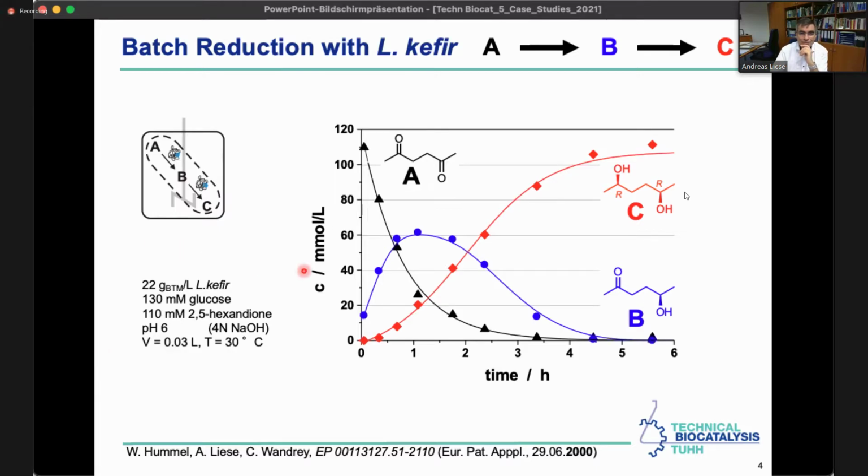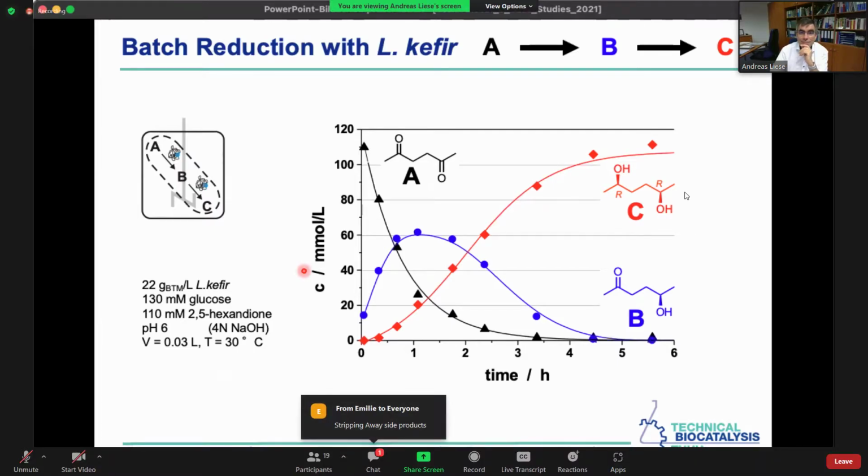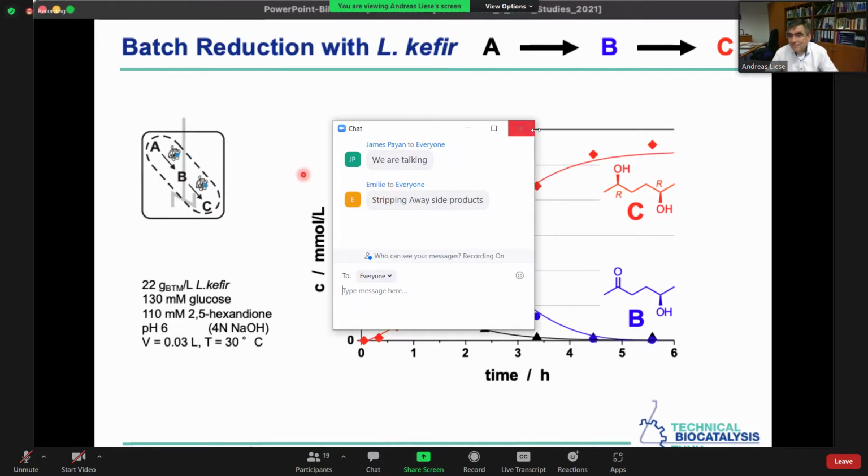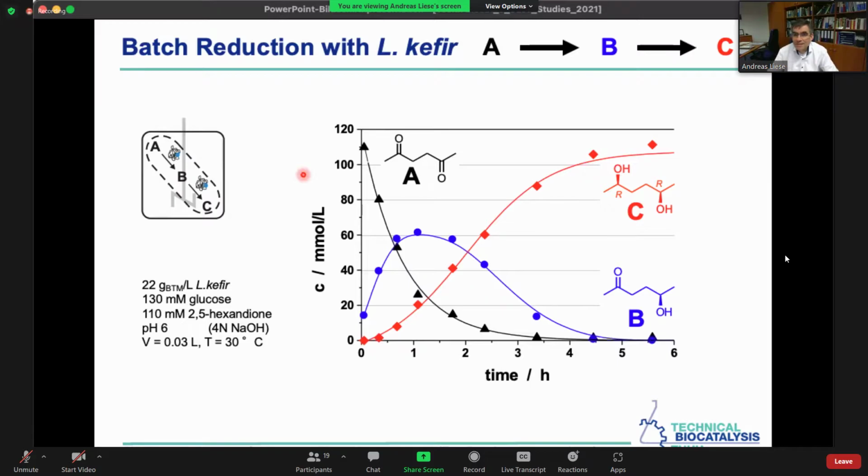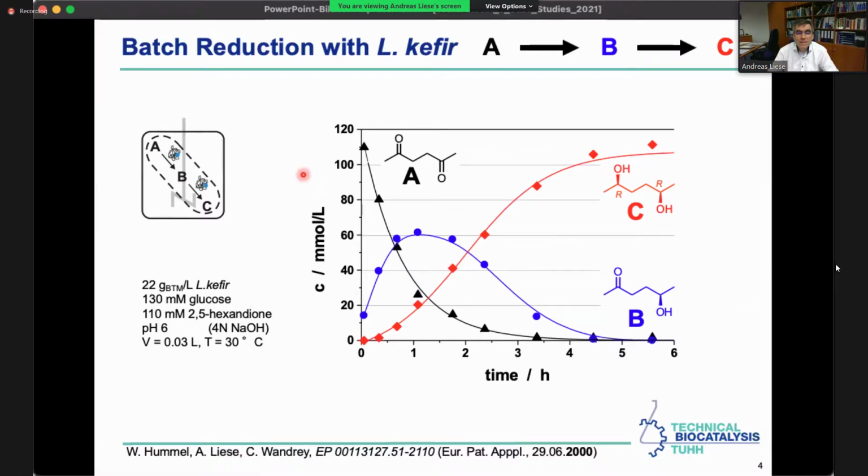No one? Stripping away side product. Well, lactate, it's an acid that's soluble. There's nothing that you can strip. And we want to increase the amount of product we can produce per amount of cell that is in this batch reactor, the tank reactor.